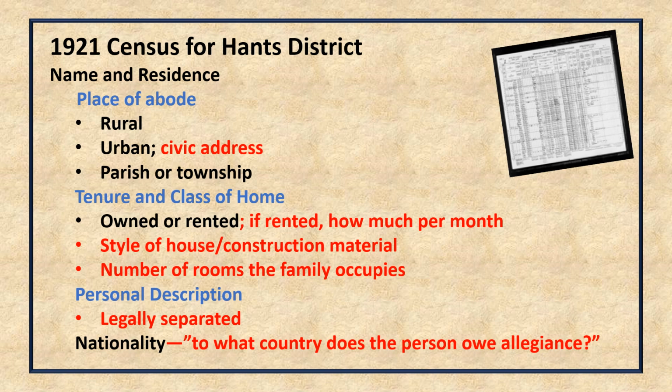Marital status now includes legally separated, but, spoiler alert, by the 1931 census, that is removed. In the citizenship section, under nationality, the question asks, to what country does the person owe allegiance? Is this a question arising out of the history of the preceding decade that saw World War I lay down some distinct divisions and boundaries regarding loyalty?